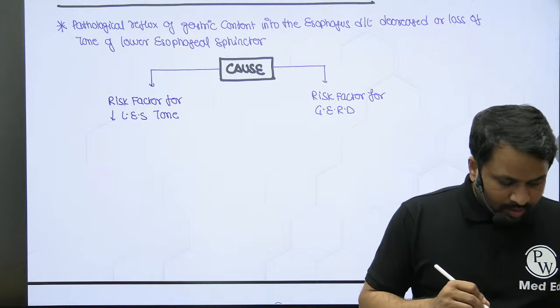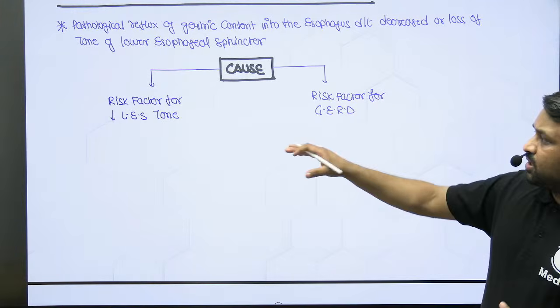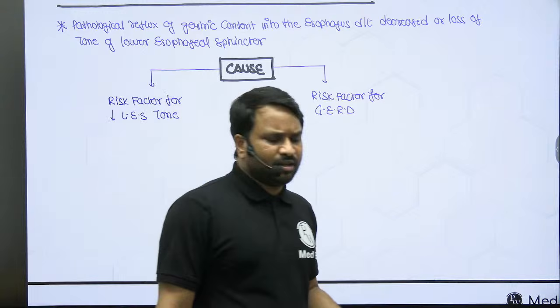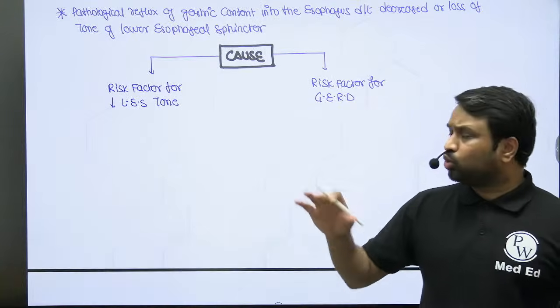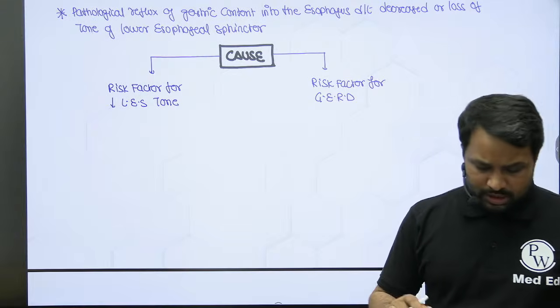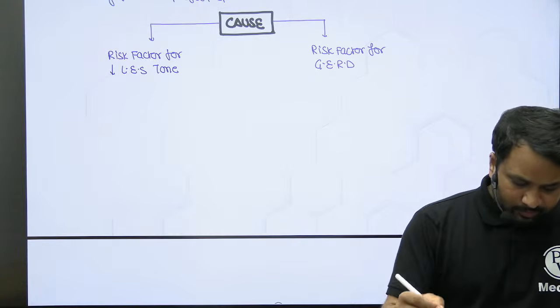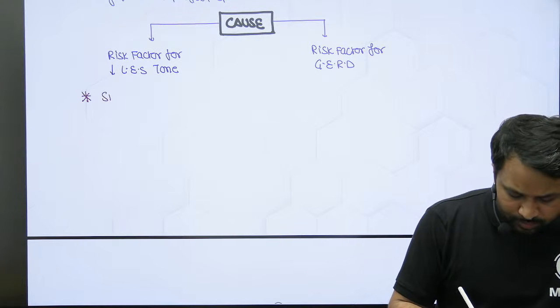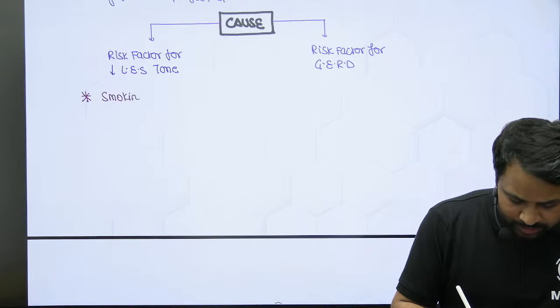So all these factors, ultimately when there's a decrease in the tone of the lower esophageal sphincter, the patient will develop GERD, but we'll try to divide it into two subsets. One is one that decreases the tone of LES and one that is going to cause GERD. So how do you remember it? Now, among the ones that decrease the tone of LES, the most important risk factor is going to be smoking.